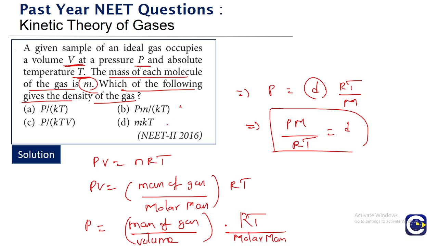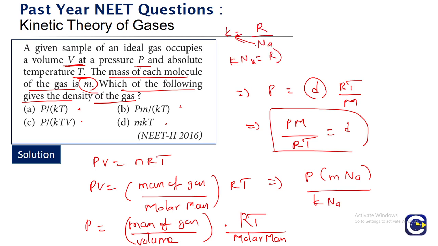But if you take a look at these options, they are talking about not R but K. K is what? Boltzmann constant, which is called the gas constant per molecule. So if you look at the molar mass, what is molar mass? Small m, which is the mass of each molecule, into Avogadro number. That is the molar mass, because molar mass means the mass of 1 mole of these particles. Similarly, R will be equal to what? Boltzmann constant into Avogadro number. In fact, Boltzmann constant will be equal to R by Avogadro number.